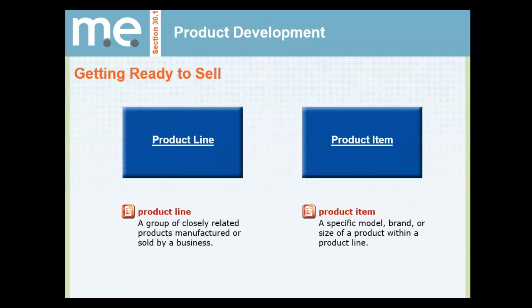A product line is a group of closely related products manufactured or sold by a business. And a product item is that specific model, brand, or size of a product within a product line.